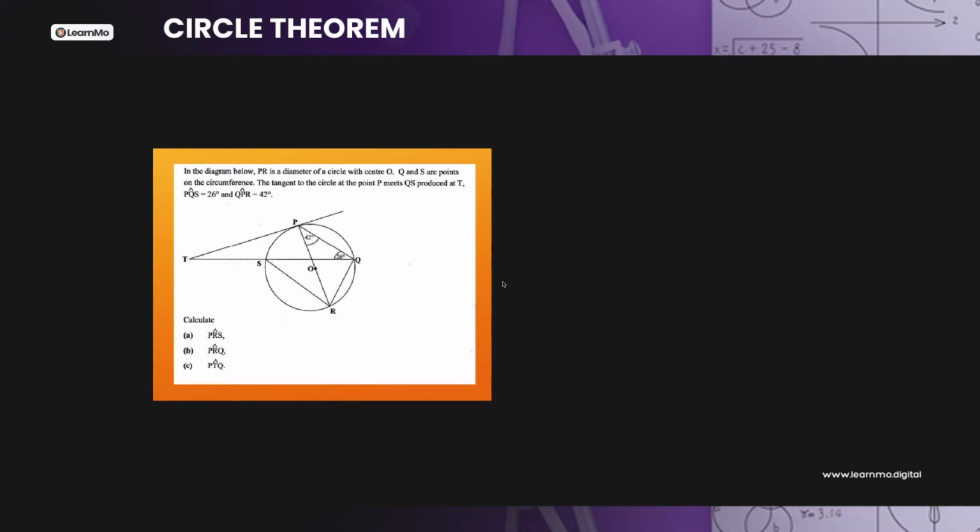This one states that angles at the center are twice the angle at the circumference, which is not applying in this case for this question. So just move on to another theorem.